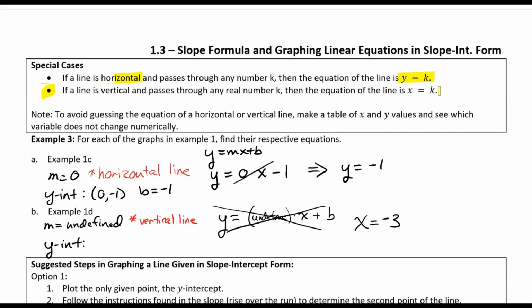Now, if you're uncertain of which one is which, to avoid guessing the equation of a horizontal or vertical line, you can always make a table of x and y values and see which variable does not change numerically. Are the y values remaining the same, or are the x values remaining the same? And if they are, you can tell the difference between the vertical and the horizontal.